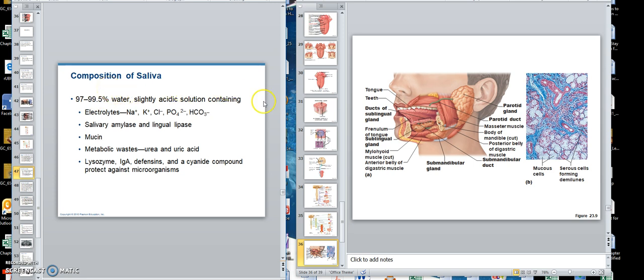Composition of saliva. Most of it's water. You got your electrolytes. You got your amylase. Amylase breaks down the starches. When we do digestion, we'll look at the enzymes all the way down. And then the lipase. Then mucin we talked about. Also you have water-soluble waste, urea. Urea is the breakdown of your amino acids if you're going to use them for something else besides protein, and uric acid, breakdown of your nitrogenous bases. Lysozyme we talked about in the immune system. Lysozyme is an antibiotic type of thing. Then IgA in secretions. We talked about the defensins, and so forth.